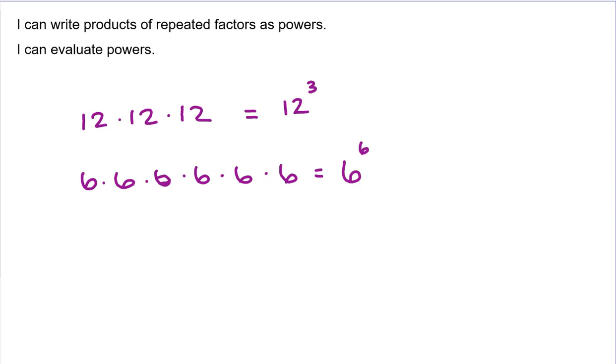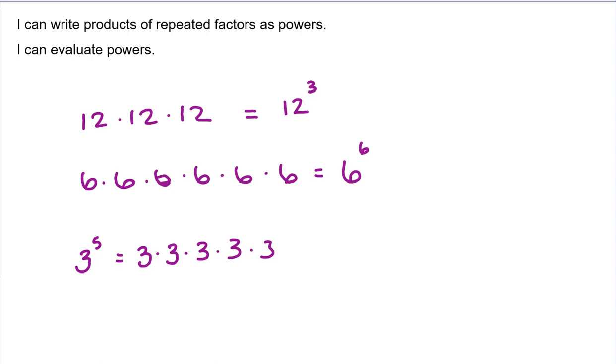What about the other way around? Let's say we had 3 to the 5th, and we want to write this as a repeated factor. Well, we know from the last video that 3 is our base, is a repeated factor, and it's being repeated 5 times. So we go 1, 2, 3, 4, 5, just like that.